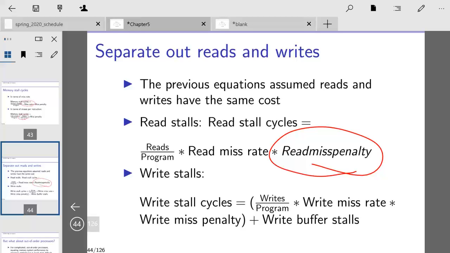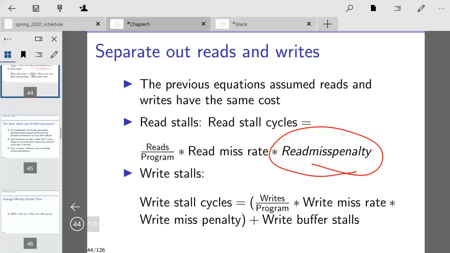Like, I would say, hey, 30% of your instructions are loads. Loads read from memory, of course. Then I would give you a separate miss rate for reads, and you would multiply that by the miss penalty for reads. Likewise, your write stalls, if you have a write buffer, is the number of writes per program times the write miss rate times the write miss penalty, plus any additional stalls you might have due to the write buffer.